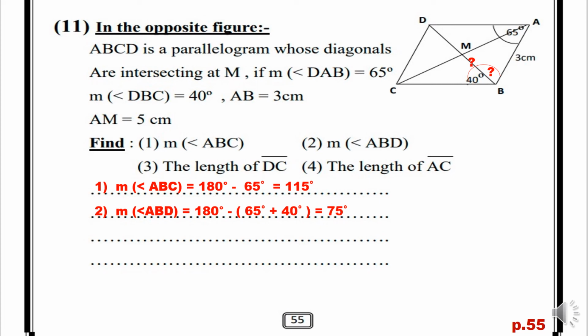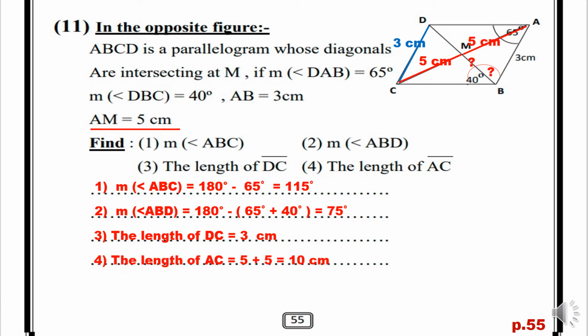Number 3, I want the length of DC. The length of DC is equal to 3 cm as AB, as each two opposite sides of the parallelogram are equal in length. And then the length of AC. I have here AM equal 5 cm. And so MC will be equal to 5 cm also, as the diagonals of the parallelogram bisect each other. So AC will be equal 5 plus 5 equal 10 cm.